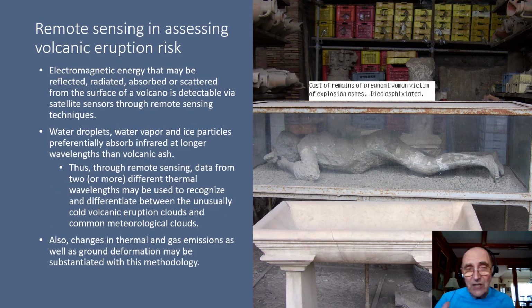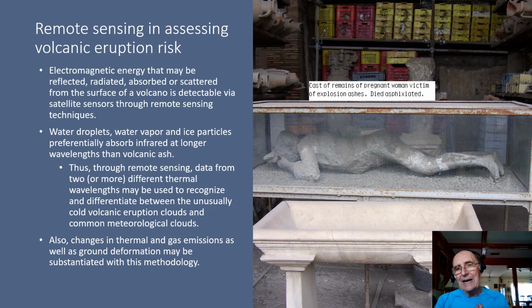Last but not least, we can use remote sensing techniques to try to predict the imminent risk of a volcanic eruption. Electromagnetic energy that may be reflected, radiated, absorbed, or scattered from the surface of a volcano is detectable via satellite sensors through remote sensing techniques.